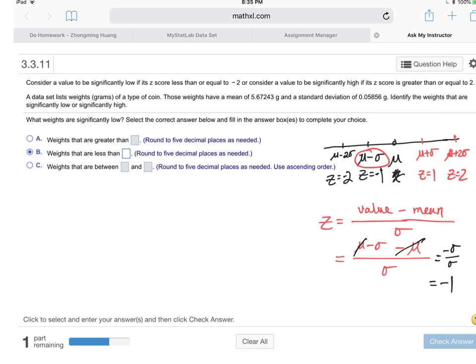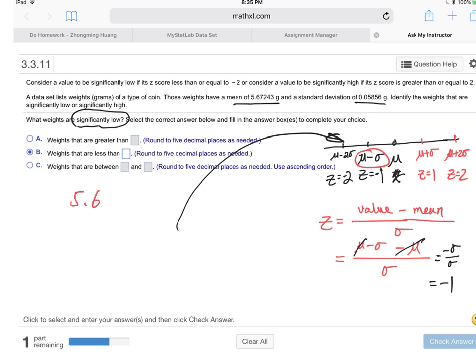Okay, now time to take a look at this problem here. We do know that the mean of weight is given by this number, and the standard deviation is this number. And the question is asking what weights are significantly low. In other words, we need to find a weight whose z-score corresponds to this point, z equals -2, right? Which means the value you're looking for should be mu minus twice the standard deviation. So this would be how I would solve this problem.